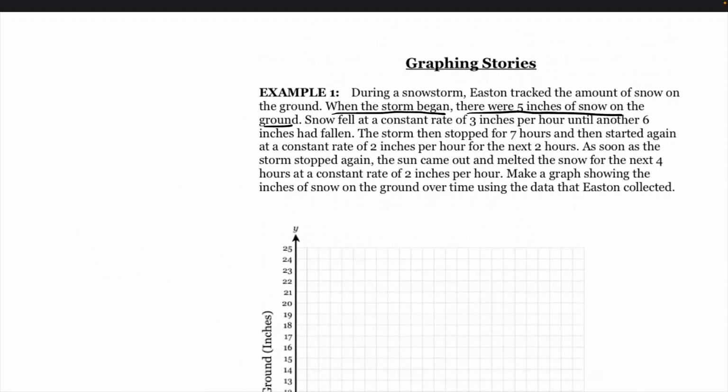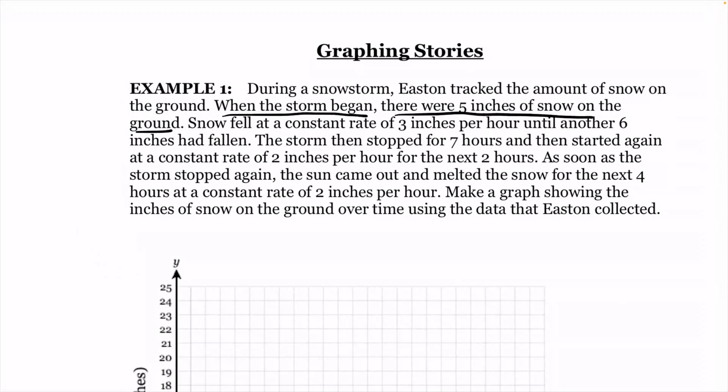Let's go back to the story. What I usually do is underline the parts I'm doing, and when I'm done with them, I put a line through to show that I've done that already. Okay, so snow's starting to fall now. Snow fell at a constant rate of 3 inches per hour until another 6 inches have fallen. There's a lot there, so let's unpack that real quick.